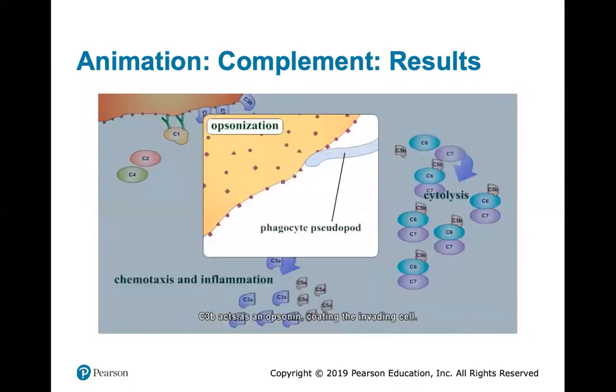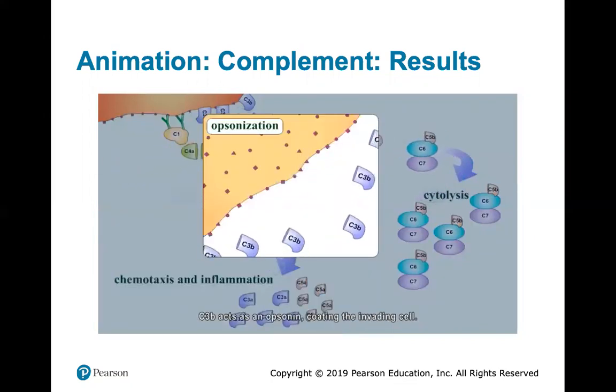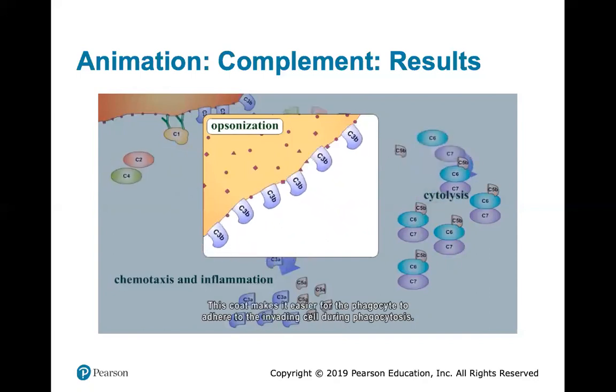C3b acts as an opsonin, coating the invading cell. This coat makes it easier for the phagocyte to adhere to the invading cell during phagocytosis.